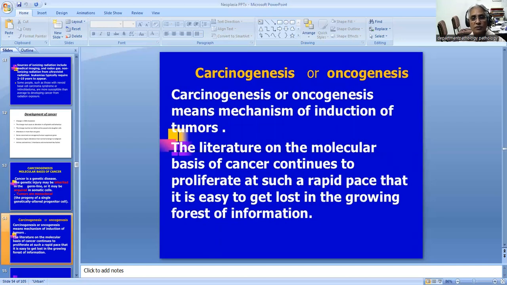Carcinogenesis or oncogenesis means the mechanism of induction of tumors, how these tumors are introduced. The literature on the molecular basis of cancer continues to increase at such a rapid rate that you can easily get lost in the growing forest of this information. So day by day there is increasing literature and knowledge of the molecular basis of the development of cancer.